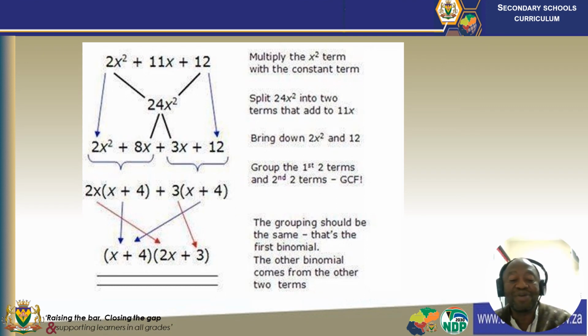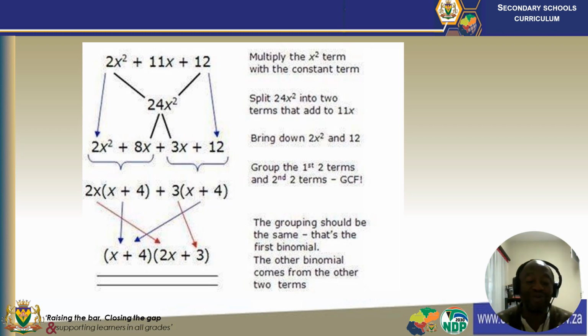Same approach here. The coefficient of x squared is 2, your constant is 12. 2 multiplied by 12 is 24. In other words, you're going to look for factors of 24 that will also give you 11x when you add them, which is 8x and 3x. Then again, divide them into those groups. You group them into 2x squared plus 8x. You factorize that one, taking out 2x as a common factor, into x plus 4. The second expression, taking out 3, which is common, into x plus 4.